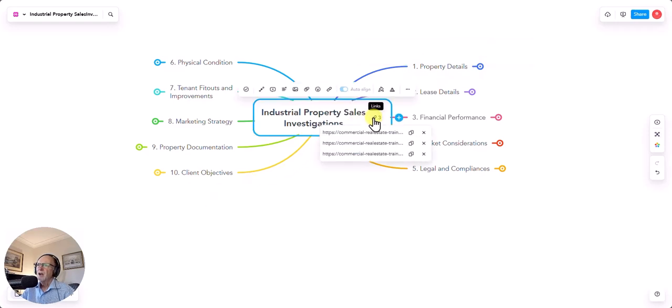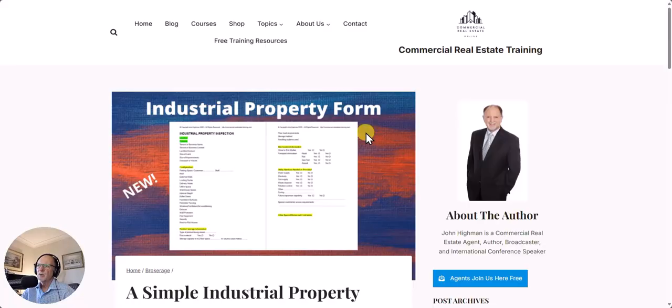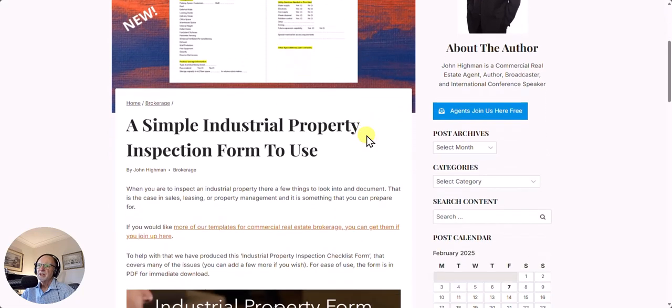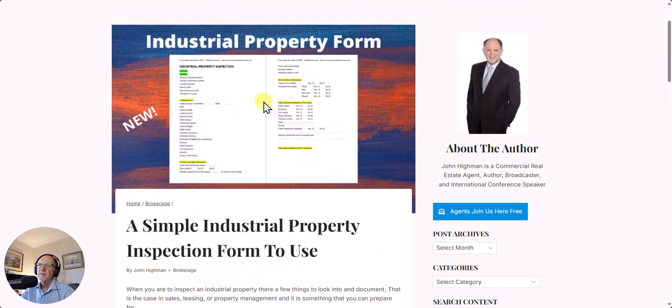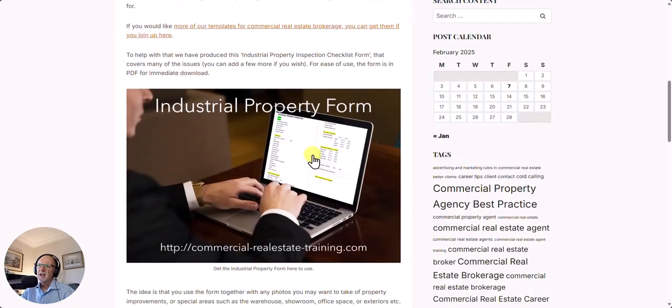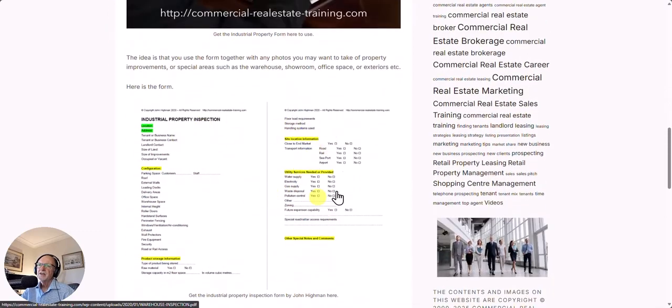Now, I've got some different resources here for you. Let's have a look at the first one. And this particular resource I'll give you today, the post to look at is a simple industrial property inspection form to use. That's it there. And the simple search on the website is commercial-realestate-training.com. Go to the website, search that out, a simple industrial property inspection form to use, and then, of course, download it. There it is there. You can download it and use it. And then, of course, you can add things to it as you may require in your location.